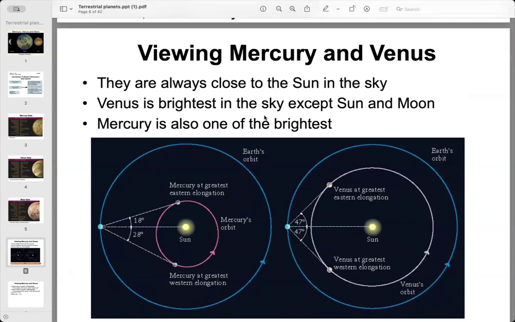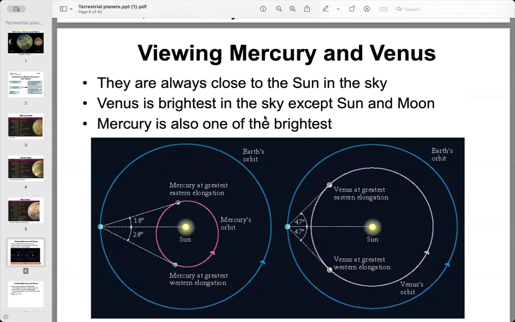Their orbit is smaller than Earth's orbit, and as you can see from the geometry of how we look at the planets, we see them in the sky pretty close to the sun. So most of the time when the sun is in the sky, these planets are in the sky as well, but they are not visible due to the glare of the sun.